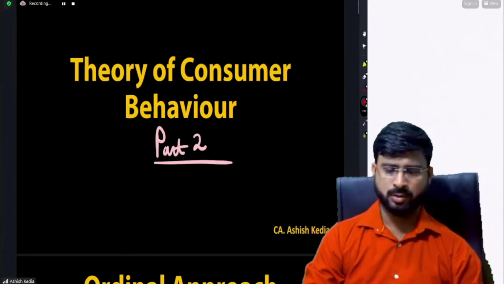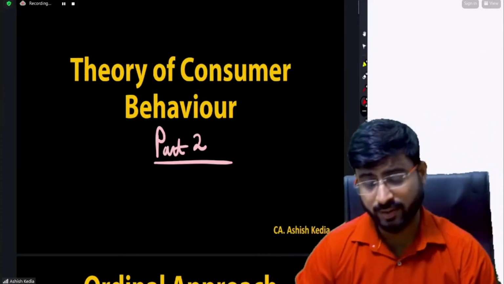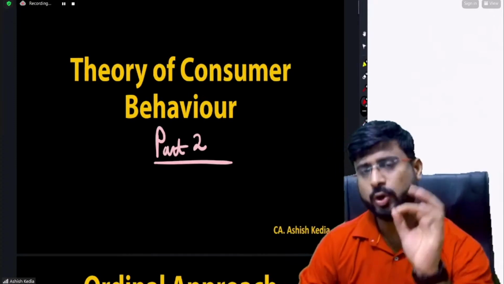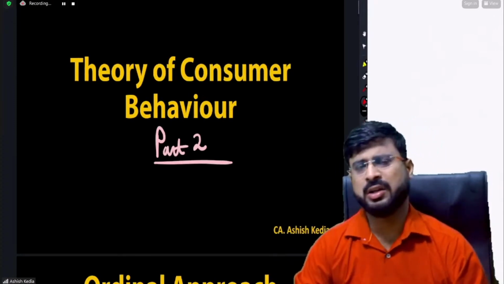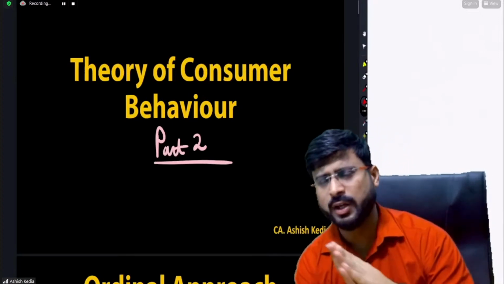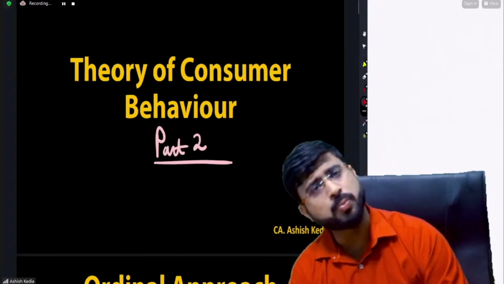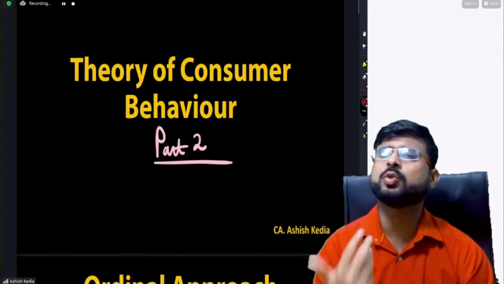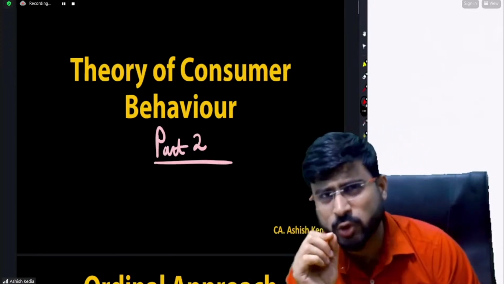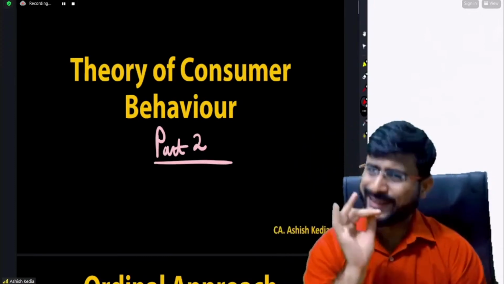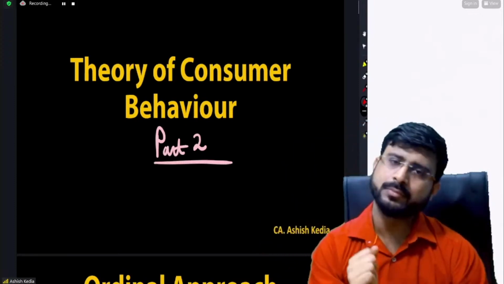Fantastic. So, dear students, we are in the second part as well as the last part of theory of consumer behavior. First of all, let's revise consumer behavior part one, what all we did there, and then we will come to part two. To sum it up, first of all, we understood the meaning of the term consumer behavior or equilibrium. It is the point of maximum satisfaction for the consumer.